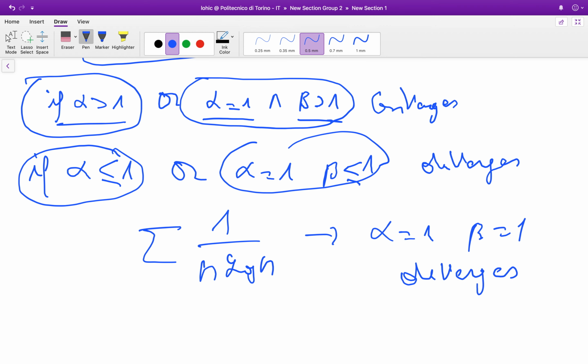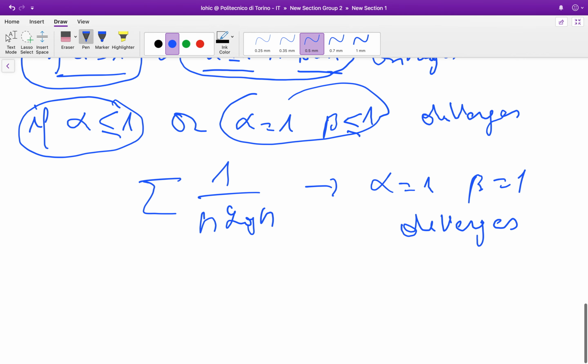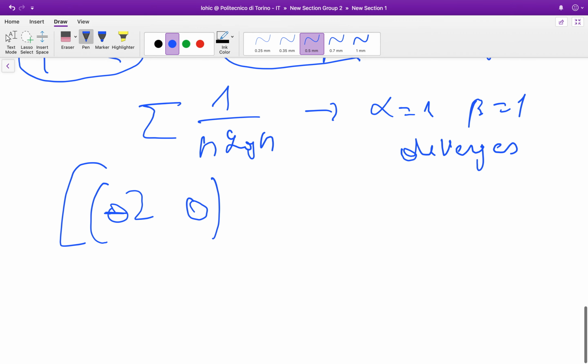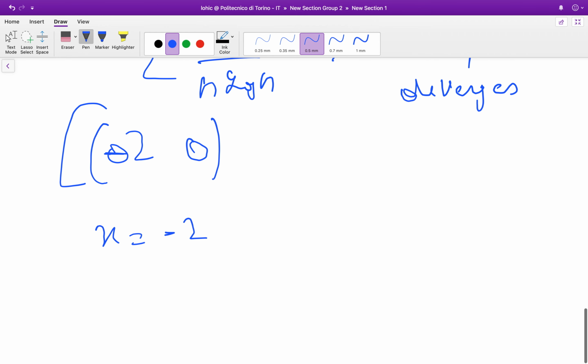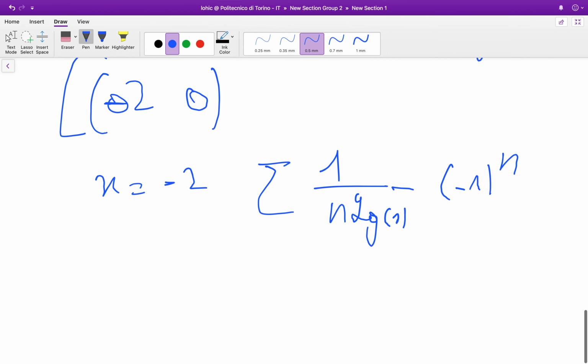So now we are sure that our set has 0 excluded. I mean, it's from -2 to 0. 0 is excluded, but -2 can still be included, right? We now study the case x equals -2. If we put x to be -2, the series will be the sum of 1 over n log n, multiplied by (-2 plus 1), which is (-1) to the power n, with n going from 2 to infinity.